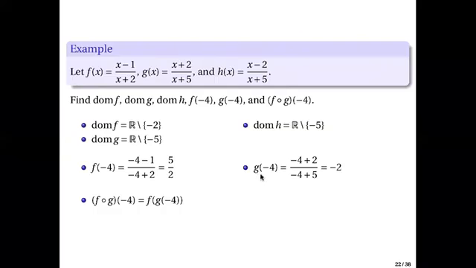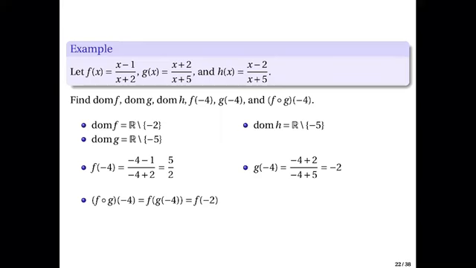But we already have g of negative 4 here. G of negative 4, according to this computation, is negative 2. So we replace g of negative 4 by negative 2. So now you have f of negative, sorry, we now have f of negative 2.